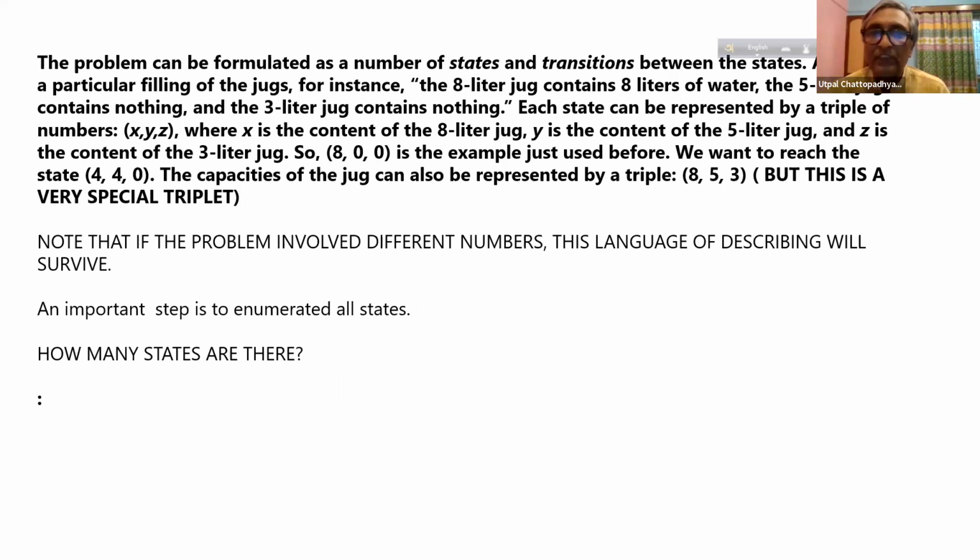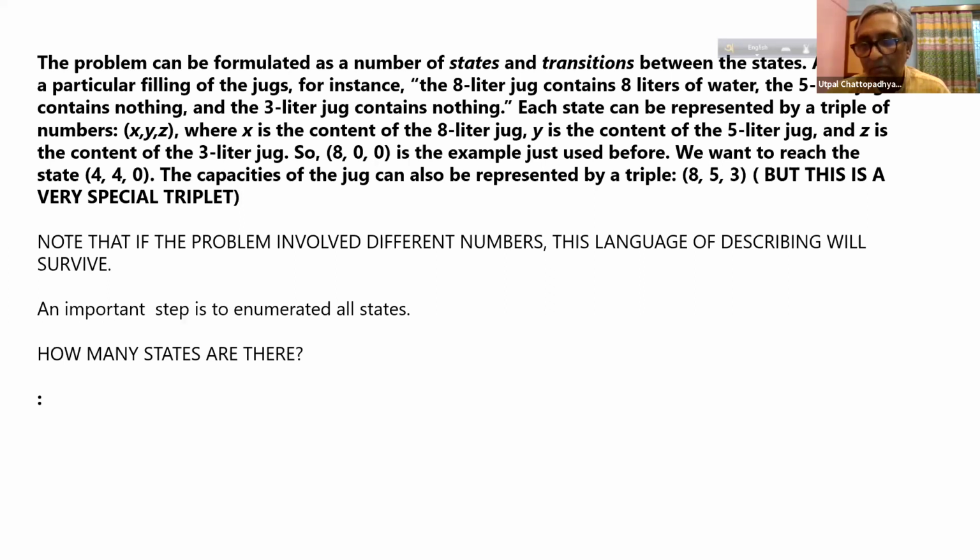Remember, in principle, x, y, z can range from 0 to 8, 0 to 5, 0 to 3, correct? x can be 0, 1, 2, 3, 4, 5, 6, 7, 8, in principle. Suppose we think like that. Then y can also be, yeah, Virat? Sir, there'll be 120. Tell me, explain a little more. 8 into 5 into 3. You're almost correct, except that since 0 is also a number, you make it 9 into 6 into 4.